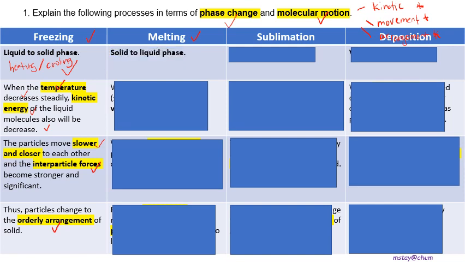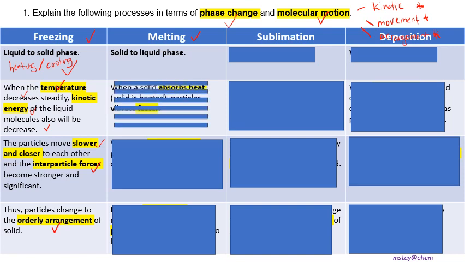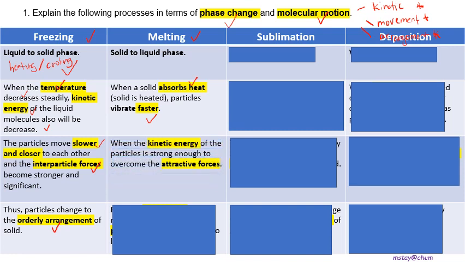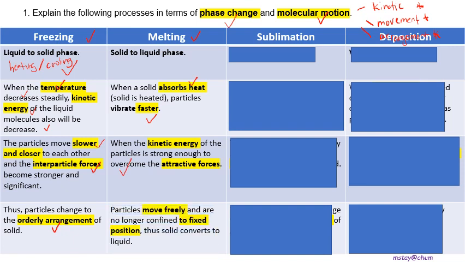Melting is a process where solid converts to liquid. As we know, this is a heating process. So the solid will absorb the heat and then the particles will vibrate faster. Once the solid particles vibrate faster, they will overcome the intermolecular force, or we call it attractive force, and cause the particles to move freely, and they are no longer in the fixed position.